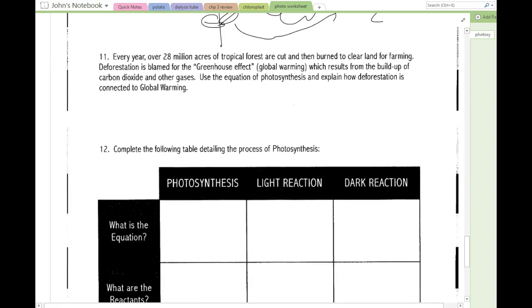Yes? Huh? We also breathe out water vapor. We do. Yes, correct. Absolutely. And you know what? Plants release water through their leaves as well through a process called transpiration.